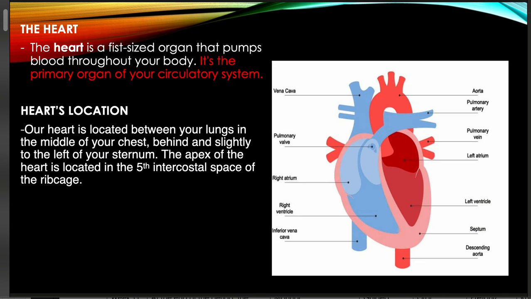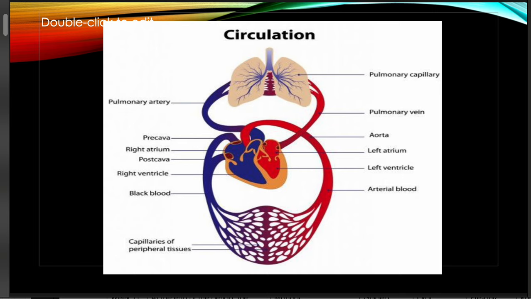So the heart is a fist-sized organ that pumps blood throughout your body. It's the primary organ of your circulatory system. Anatomically, your heart is located between your lungs in the middle of your chest, behind and slightly to the left of your sternum. The apex of the heart is located in the fifth intercostal space of the rib cage. So this is your circulatory system.